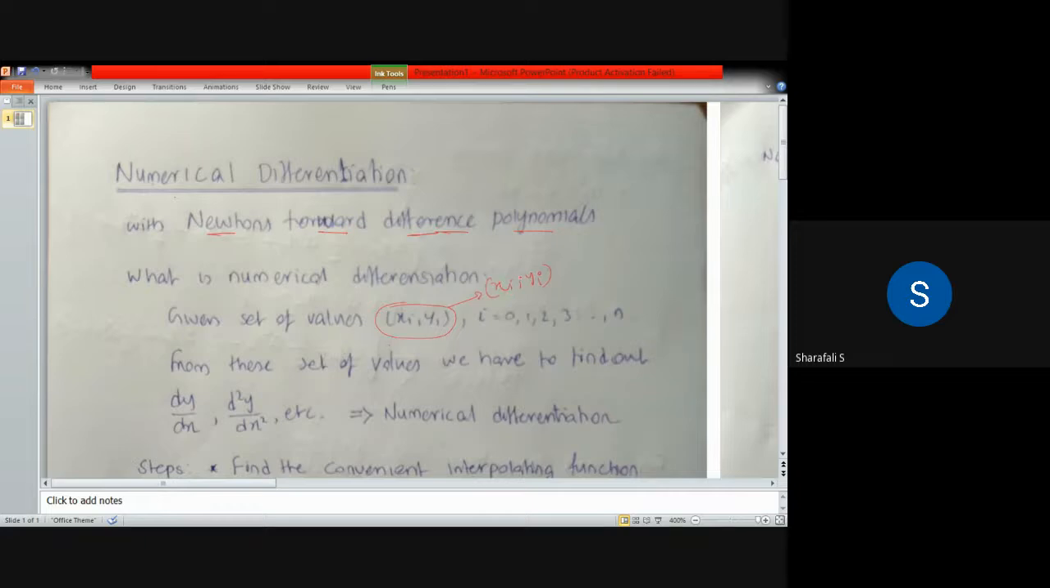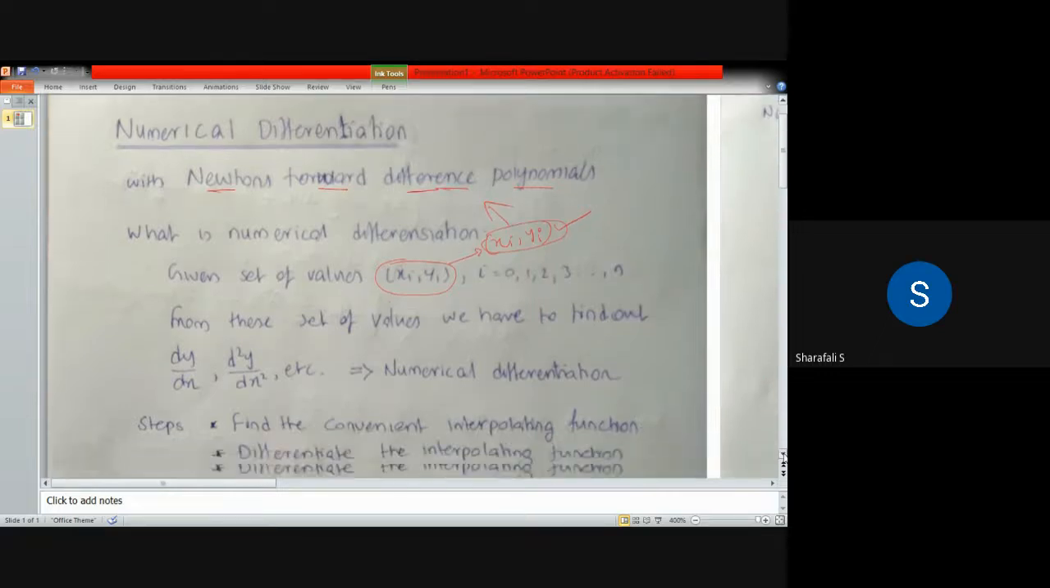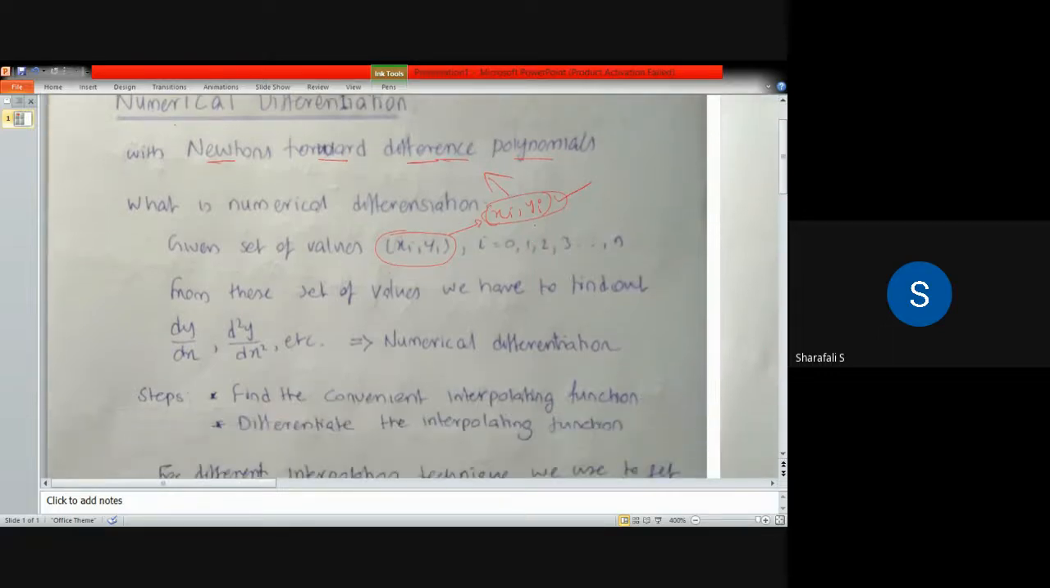In this particular set of values we have to apply Newton's forward difference method to get the interpolating function, and that function we have to differentiate. Here we have only a set of data, a set of points that is provided. We don't have any function to differentiate, so first we have to interpolate that set of data, and then we have to differentiate that particular interpolating function.